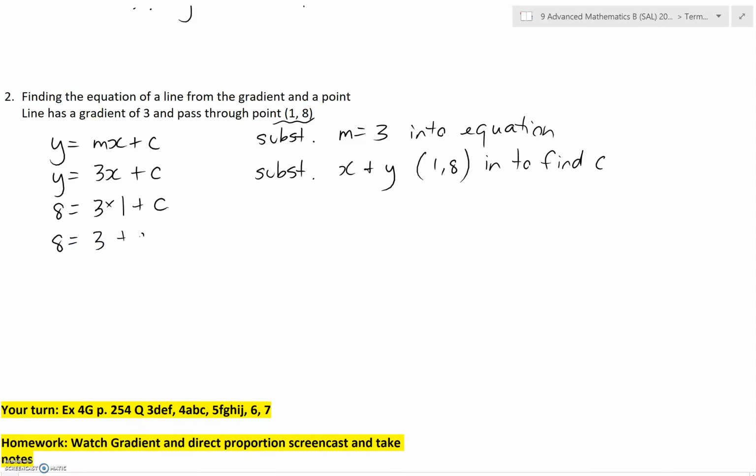So 8 equals 3 plus c, 5 equals c, and of course I should rewrite that the other way. And the very last step I should do is actually write my equation. So in this case, y equals 3x plus 5. So you can see we go back to the y and the x. We don't continue with that point that we used. That point was simply to help us find our c, the y-intercept.